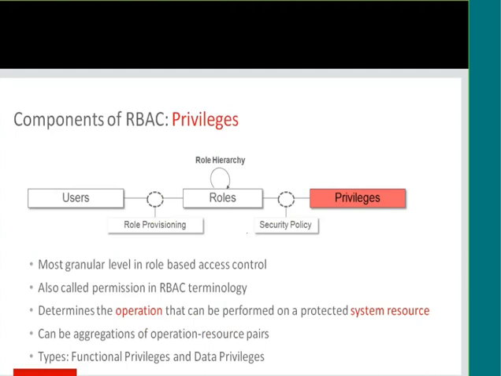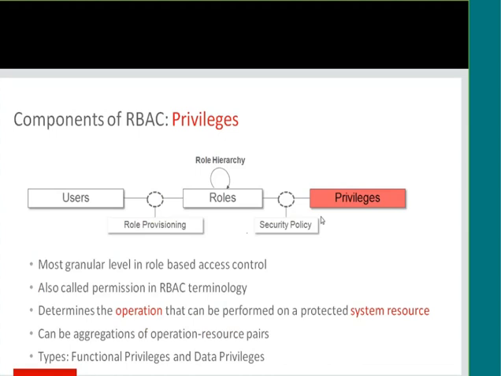So what are privileges? We are now stepping into the third component of the RBAC model, which are called privileges. Privileges are the most granular level in a role-based access control model, which is why they're often called permissions in the RBAC terminology. A privilege determines the operation that can be performed on a protected system resource.